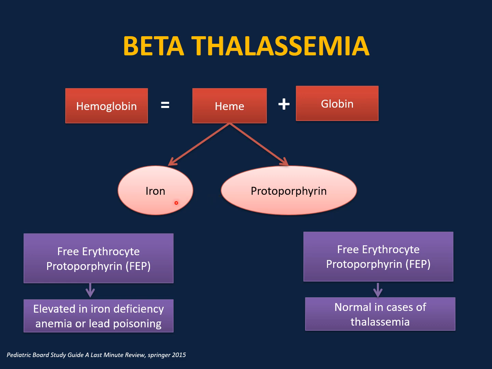And if there is anything that affects the combination of the iron with the protoporphyrin, like in cases of lead poisoning, the protoporphyrin also will be elevated. So this is how to differentiate between beta thalassemia and iron deficiency anemia. If the diagnosis is not clear, order free erythrocyte protoporphyrin; it will be elevated in iron deficiency anemia or lead poisoning, and normal in thalassemia. Why normal for thalassemia again? Because thalassemia affects the globin, and doesn't affect the protoporphyrin or the iron.